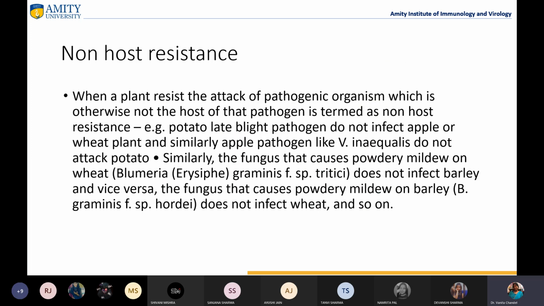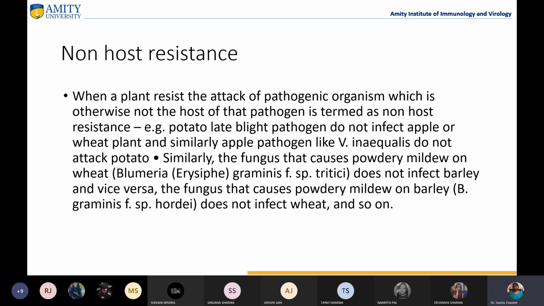So what is non-host resistance? In this case, when a plant resists the attack of a pathogenic organism which is otherwise not a host of that pathogen, it is termed non-host resistance. For example, the potato late blight pathogen does not infect apple or wheat plants. Similarly, apple pathogens such as Venturia inaequalis do not attack potato. So this is non-host resistance.